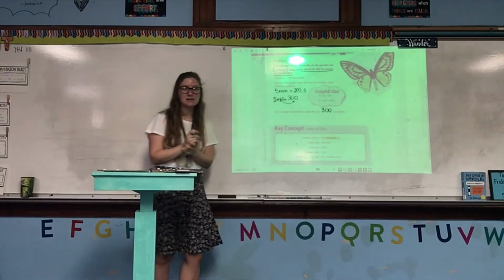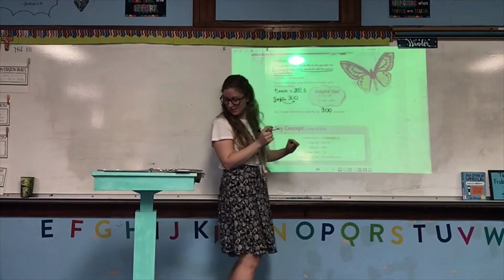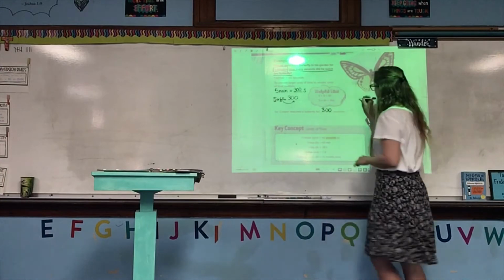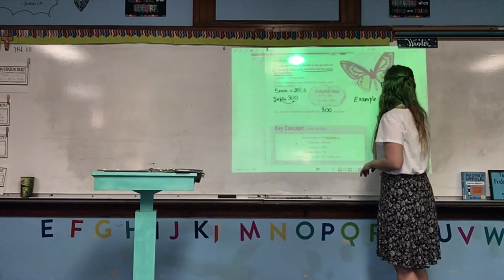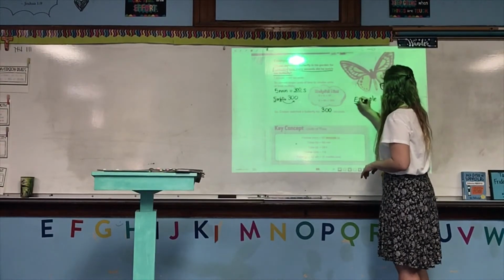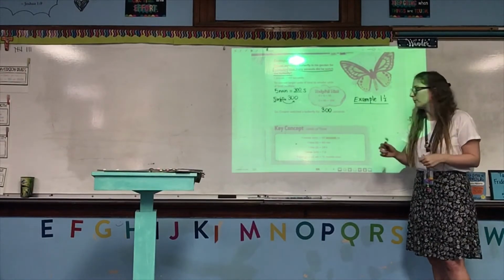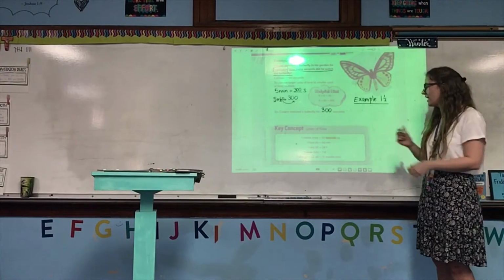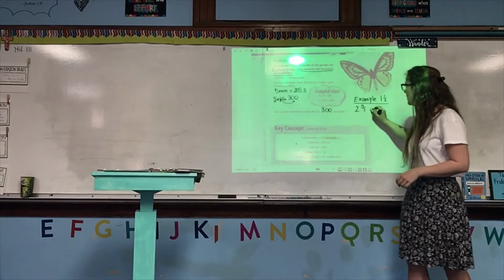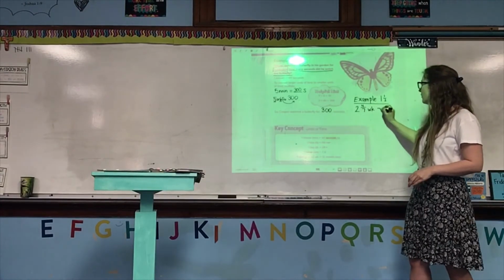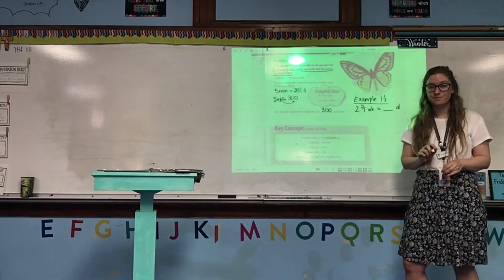300 seconds. Okay, really quick, we're going to add an example 1.5. So let's see, you do have some space underneath the butterfly. For example, 1 and 1/2. And there's a reason we're doing it here instead of after example 2, which you will see in a little bit. So example 1.5 is 2 and 4/7 of a week equals how many days?